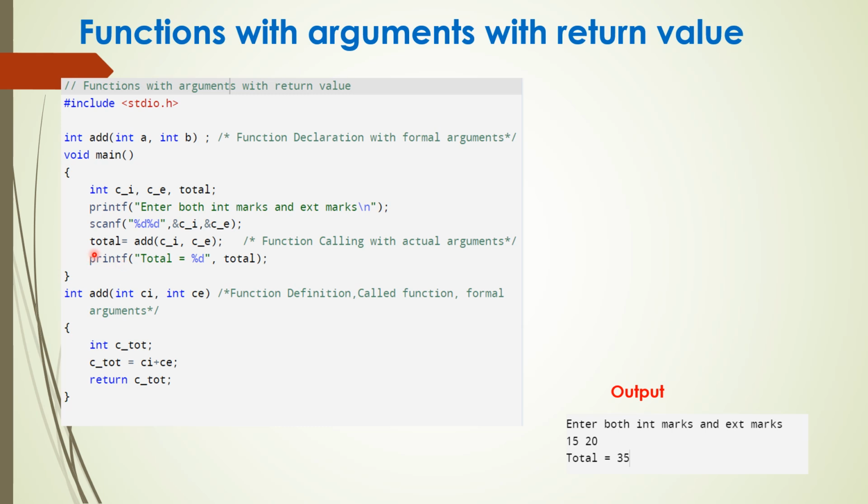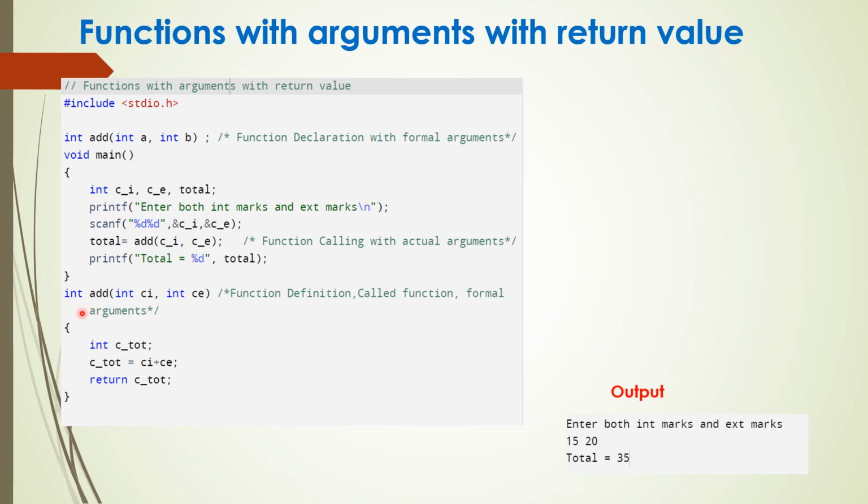Next I am adding the total. Here we can check total equal to, where we are calling the function with arguments. The type here is that functions are called with arguments and also with return value, which we'll check. So this is the function name add, and we are calling it with the arguments c_i and c_e. Once this statement is typed, it automatically calls the function. Now let us check where the function is. It goes to the function.